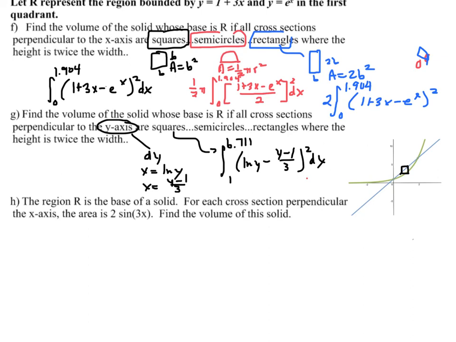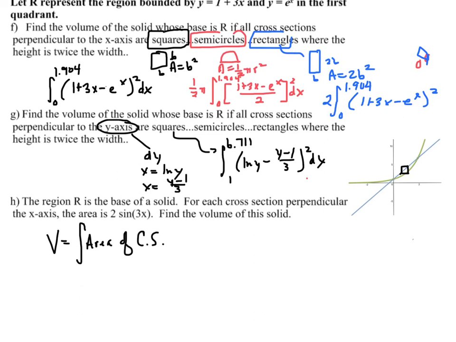Finally, the region R is the base of a solid. For each cross-section, the area is that. Find the volume. Now, this is a little bit different, but I want you to think about this. To do volume, what we've always done has been to integrate the area of the cross-section. That's what we've always done. Up here, we found the area of a square, and we integrated it. Here we found the area of a semicircle, and we integrated it. Here we found the area of the rectangle, and we integrated it. On the previous slide, we found the area of the circle, and we integrated it.